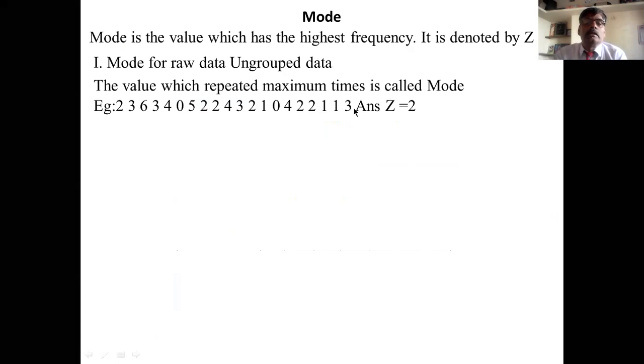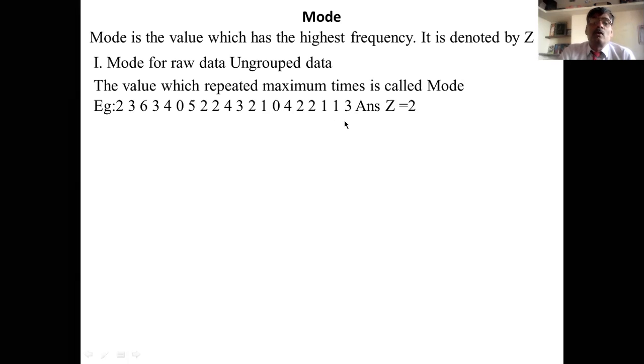Here is the example, and the answer is also given here. You see the numbers 2, 3, 6, 2, 3, 4, 0, 5, 2, 2, 4, 3, 2, 1, 0, 4, 2, 2, 1, 1, 3. This is the question. The answer part is next. Then among these values, which number appeared the maximum number of times?